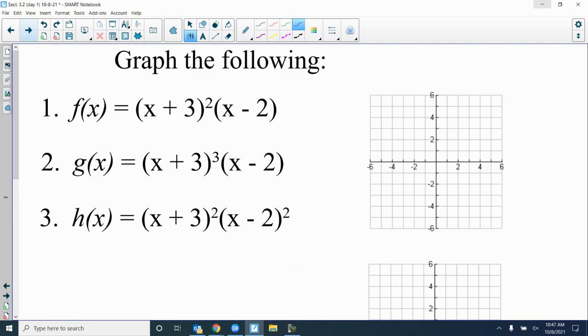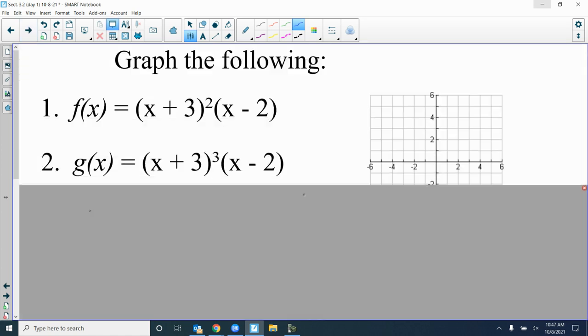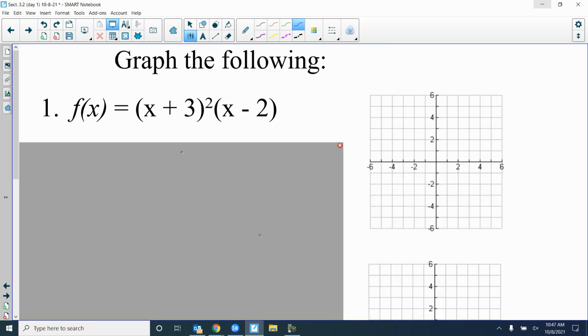All right, for number 1, go ahead and write this one down. We're going to do all these separately. Let's just do this first one, in the form so that you know where it's going to hit the x-axis. If I have x plus 3 squared times x minus 2, for x plus 3, it's going to hit the x-axis at -3, so I'm already going to put a dot at -3. For x minus 2, it's going to hit it at 2. Go ahead and graph that. Clear the other 2 out.